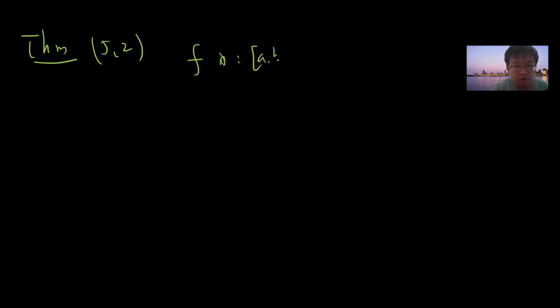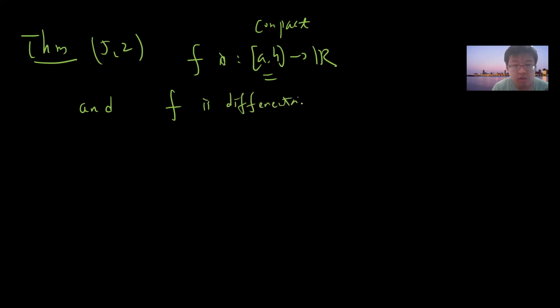Okay, theorem, simple. This theorem says that if f is a function from [a,b] into R, which is the most common case, remember this is a compact set, and f is differentiable at a point x belonging to [a,b], where now I use the right-hand and left-hand limits for a and b, then f is continuous.